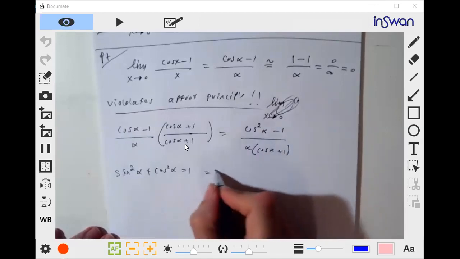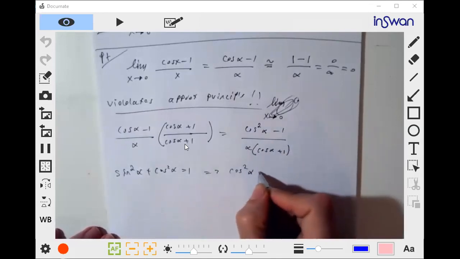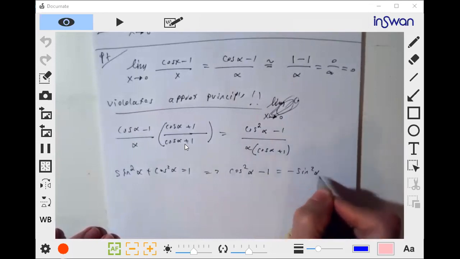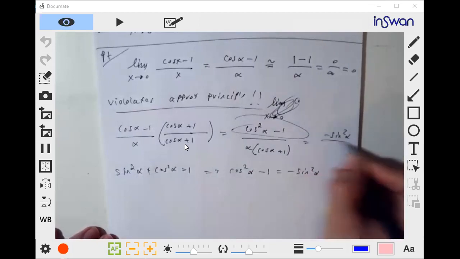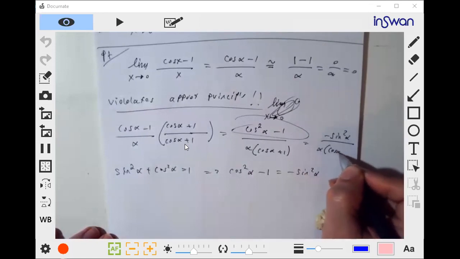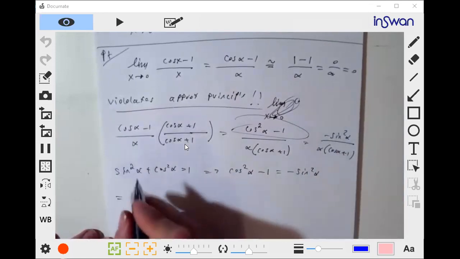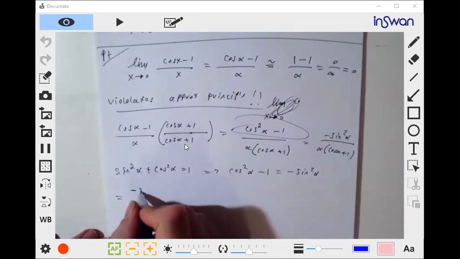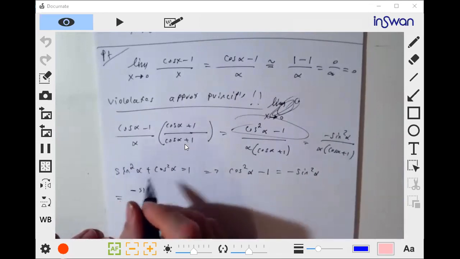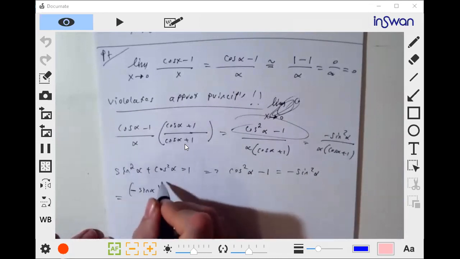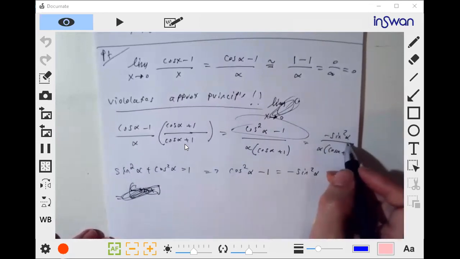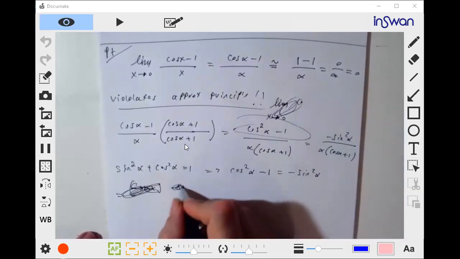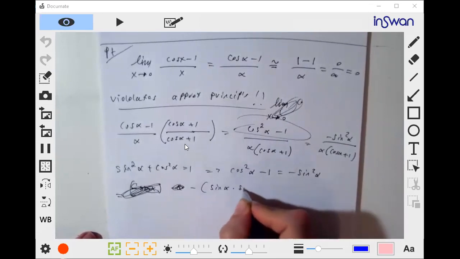And so this implies that cosine squared alpha minus 1 is equal to negative sine squared alpha. So this can be replaced with negative sine squared alpha all over alpha times the quantity cosine of alpha plus 1. So then negative sine squared alpha is just negative sine of alpha times itself, right? Okay, so utilizing the approximation principle, we'll just put the negative out here. That's sine of alpha times sine of alpha.